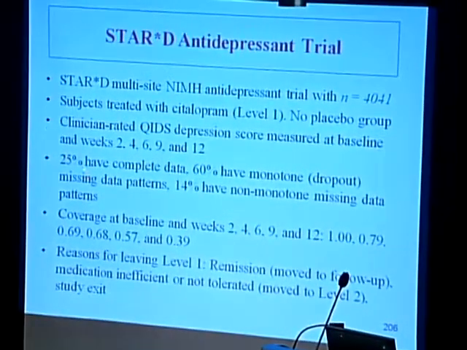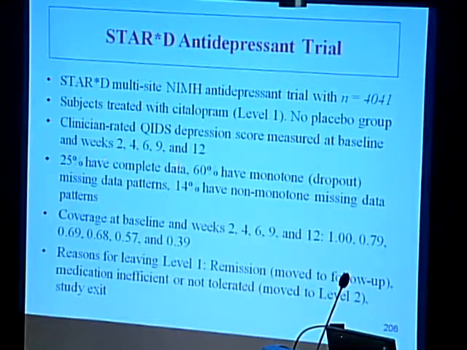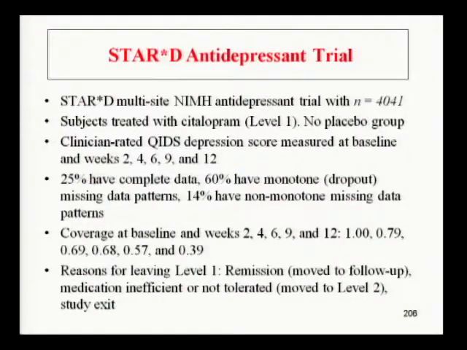Turns out that only 25% have complete data through the 12 weeks. 60% have monotone dropout, monotone missingness, which is another word for dropout. 14% have non-monotone missing data patterns, which is another word for intermittent. So most of them have monotone dropout missingness, and that's what we're going to focus on. Coverage is 100% at baseline, after 2 weeks down to 79%, 69, 68, 57, and only 39% at the 12th week.